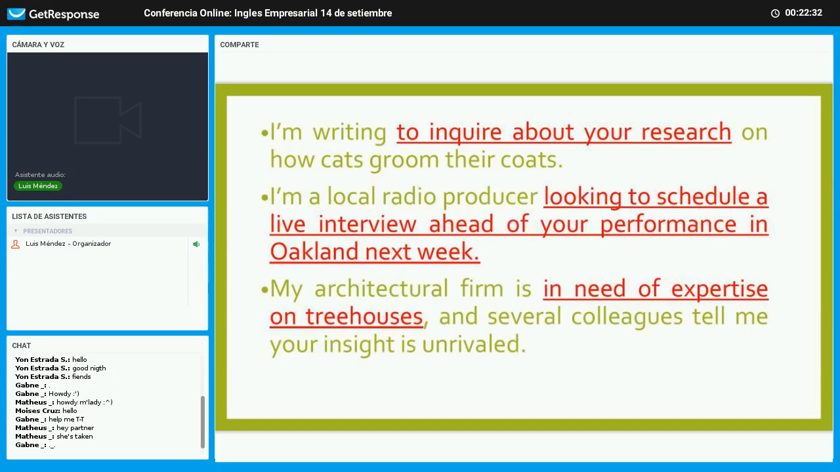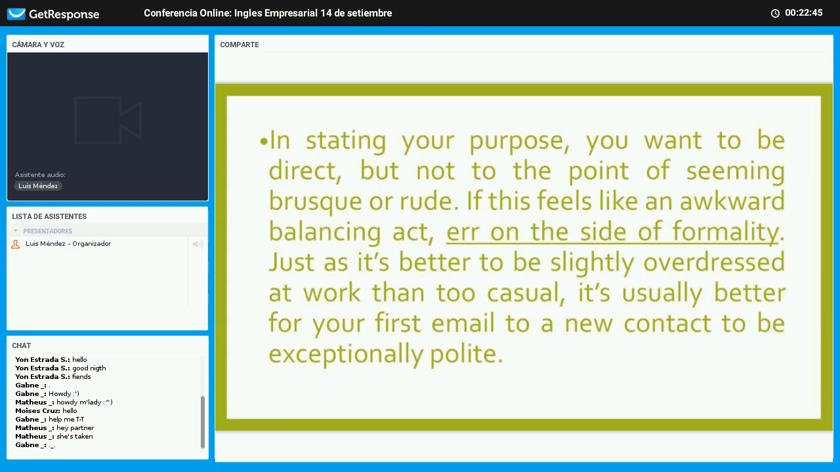This is another important part that we need to take into account. The purpose and if the person is going to help us, how this person is going to help us. So we need to be very clear on what our purpose is. Yeah? Now, another tip that we're given by experts. In stating your purpose, you want to be direct. However, take this into account, but not to the point of seeming brusque or rude. Okay?